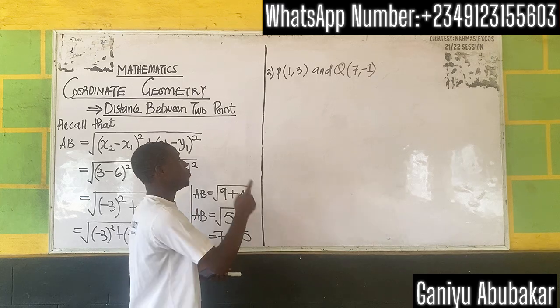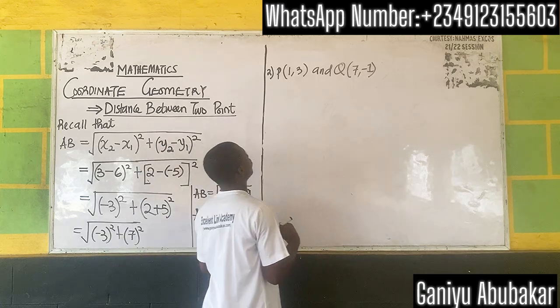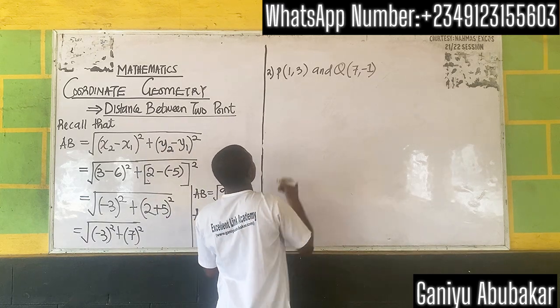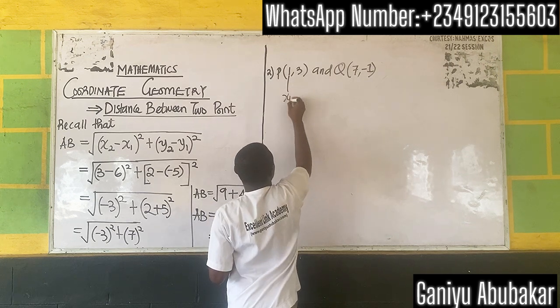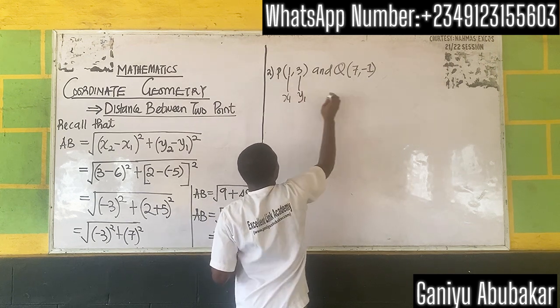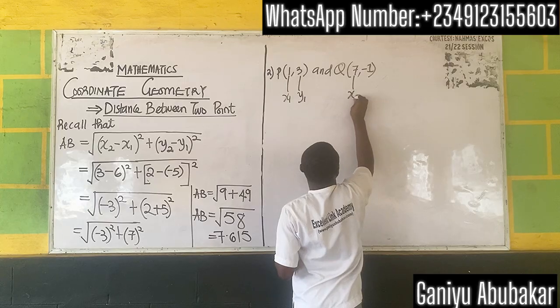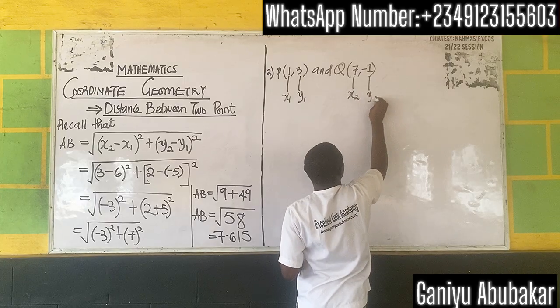Alright, so let's get this done, please. From here, we said here gives you x1, here gives you y1, this one gives you x2, this gives you y2.